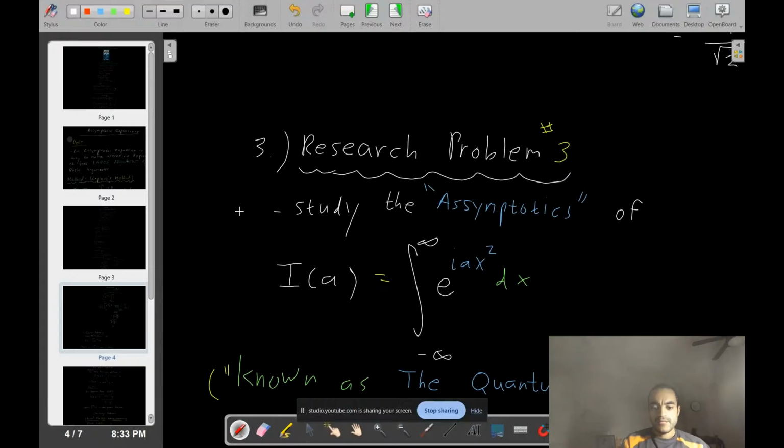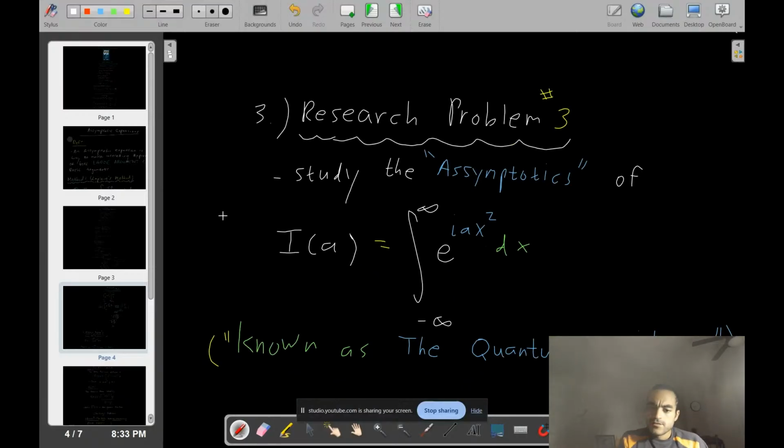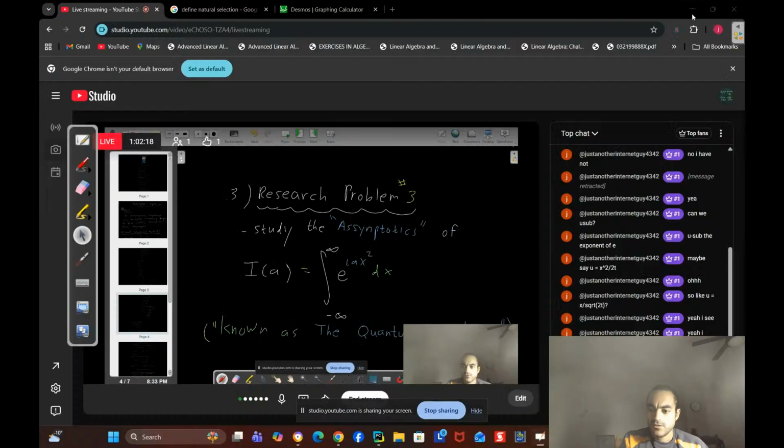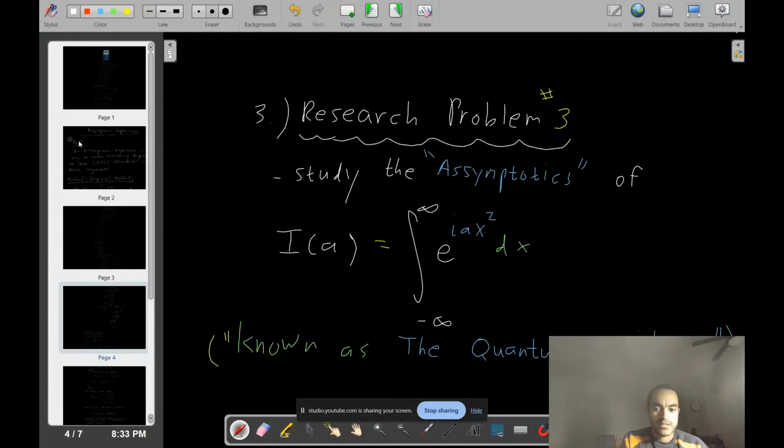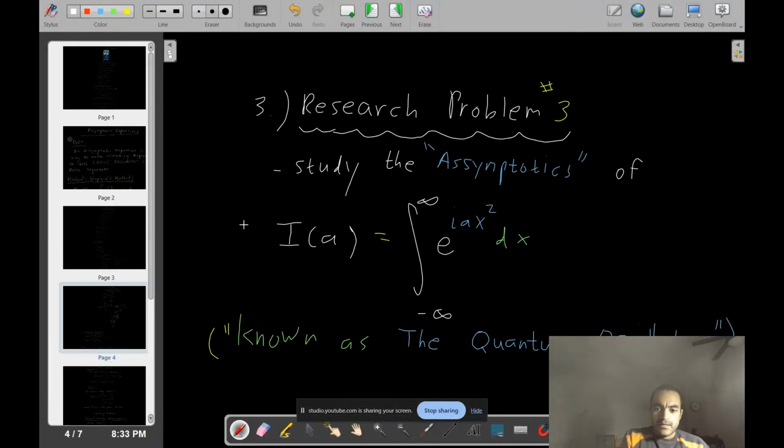Let me give you some history and backstory to this, if anyone wants to know. This integral is used in quantum mechanics. It's known as a quantum oscillatory integral. Now I'm going to get you into the visual realm of Gaussian wave packets. That's what this integral has to do with, a Gaussian wave packet.